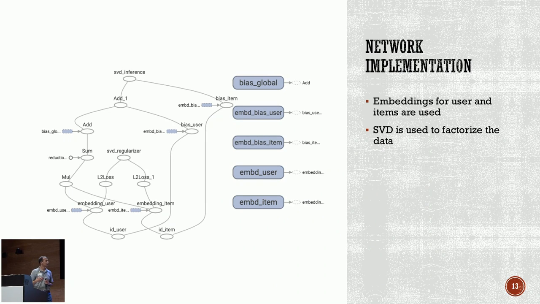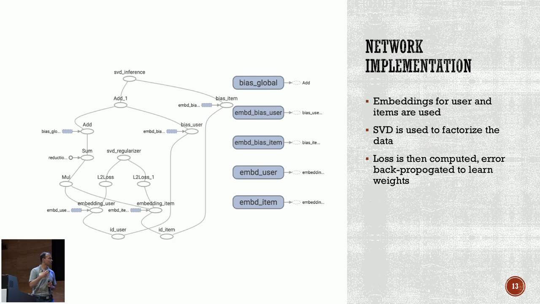And subsequently, we use SVD to factorize this data. And since we are dealing with a data set of 1 million records, we'll definitely use TensorFlow. And this loss is computed. So the loss over there is actually computed and then backpropagated to the network. So this is a very simple neural network.